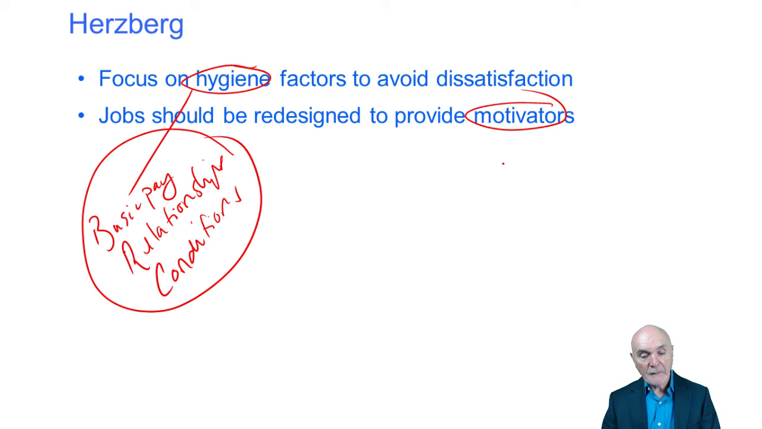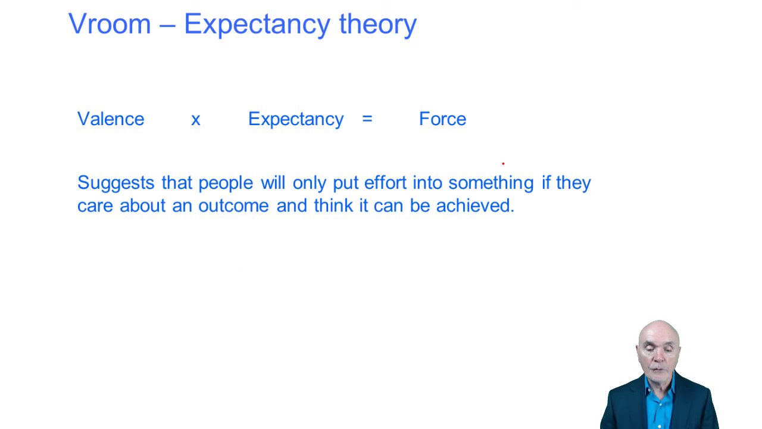Both Hertzberg and Maslow were using content, or produced content theories of motivation. The next one, Vroom, is a process theory of motivation and expectancy theory. Now, what we've got over here is a motivating force.